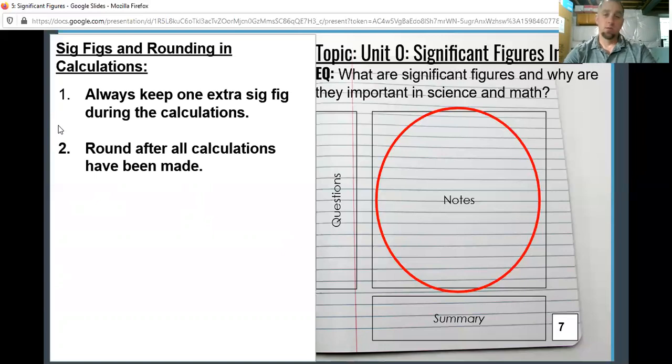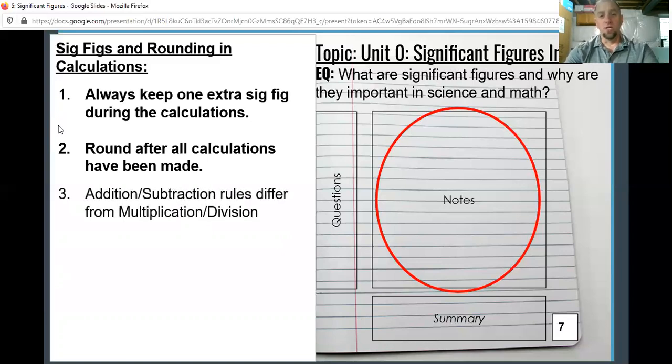As I mentioned, after you are done with the calculations, we want to have an answer with the proper number of significant digits, because that tells us how precise our measurements were. Even if we have some measurements that are more precise than others, I'll tell you about how this takes that into account here.